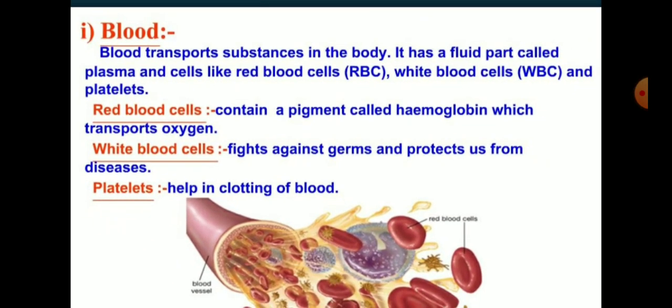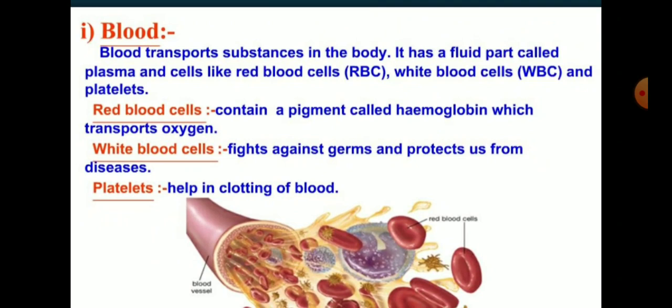Okay, blood. Listen, all of you listen once again. Blood is a fluid substance. It has a fluid part called plasma and cells like red blood cells. Its main function is to transport all parts of the body. There are three types of blood cells: RBC, WBC and platelets. Can you understand? RBC cells contain a red pigment called hemoglobin.